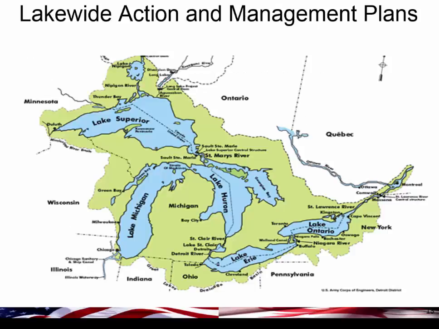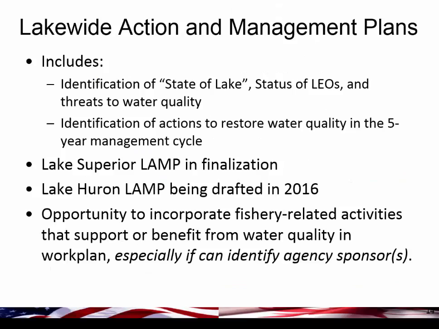Turning to the LAMPs. In a slide, and in 2 bullet points, a LAMP really has 2 major aspects. First is the assessment of the state of the lake, and that can include the status of whether they're attaining their LEOs or not, basically identifying the threats to water quality that exist in each lake. And then more importantly, the identification of actions that will restore water quality over the next 5-year management cycle.